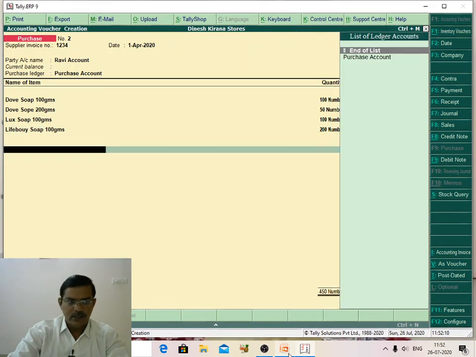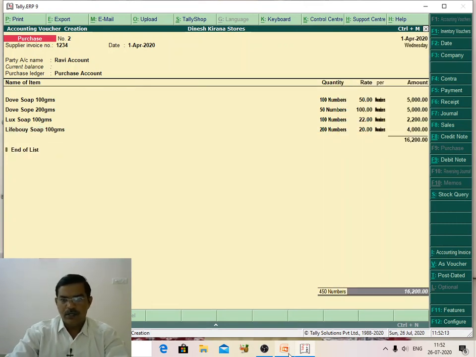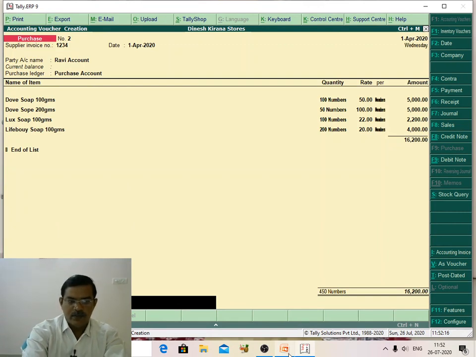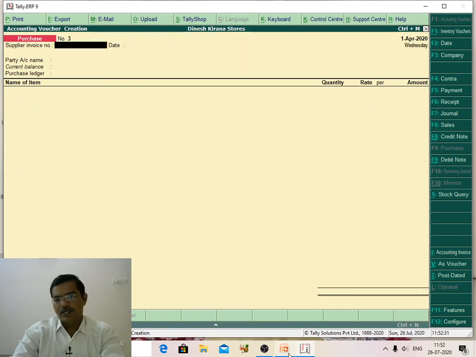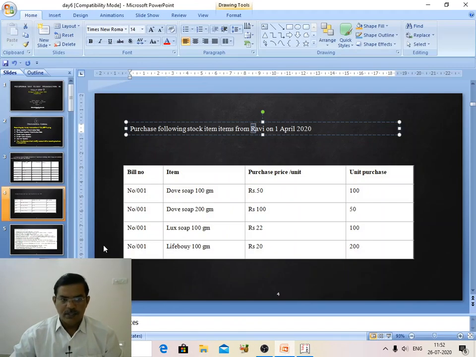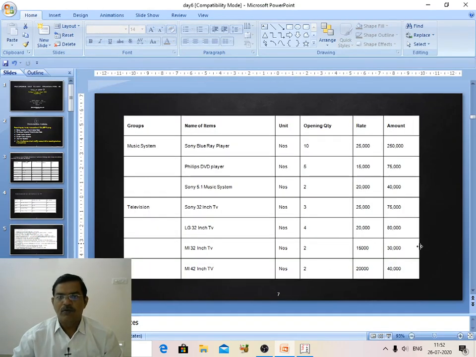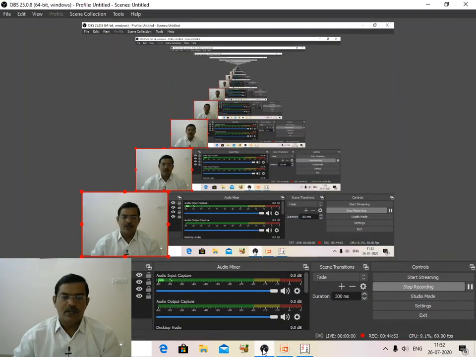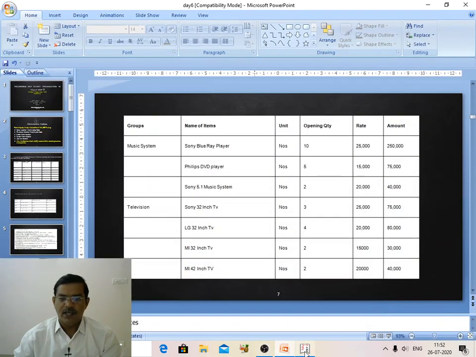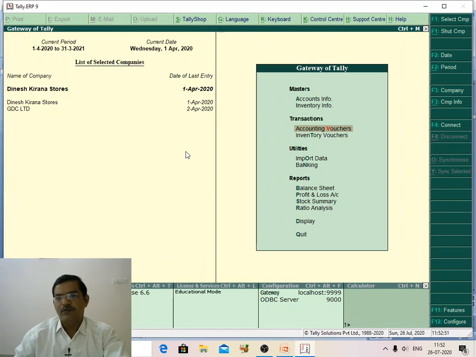In the narration: goods purchased, soaps purchased from Ravi. That is how we post the transaction. You can also create the opening entries like this. So this is my brief presentation on Tally ERP 9 using these different kinds of vouchers.